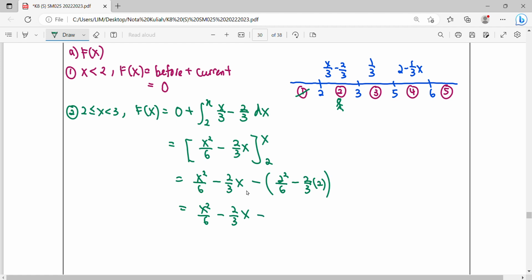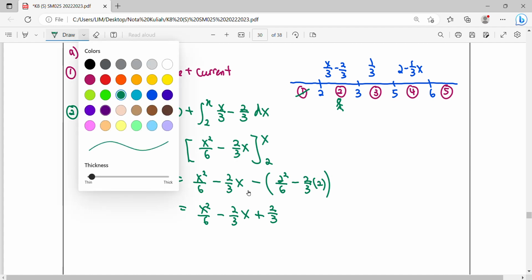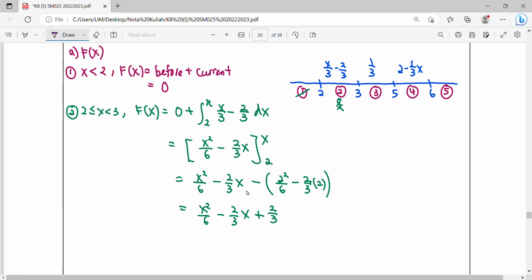So this one, what is the value? Negative 2 over 3, so negative will become positive 2 over 3. Alright, so we done that. Then we move on. Step 2, we done. So now you akan melangkau ke interval seterusnya. You are at here. So step 3.